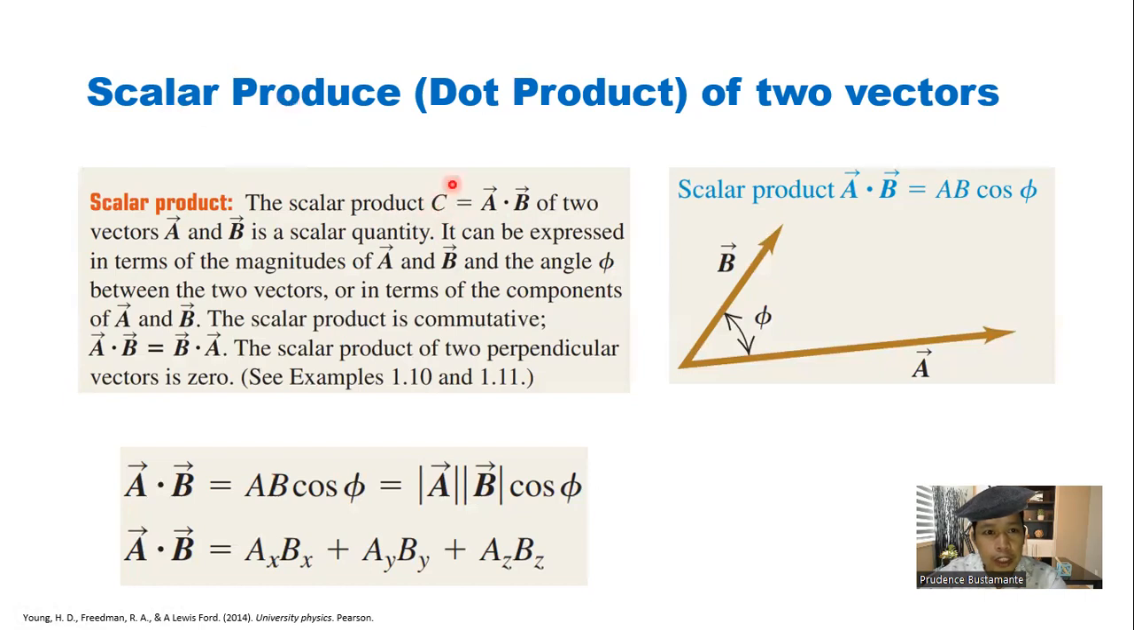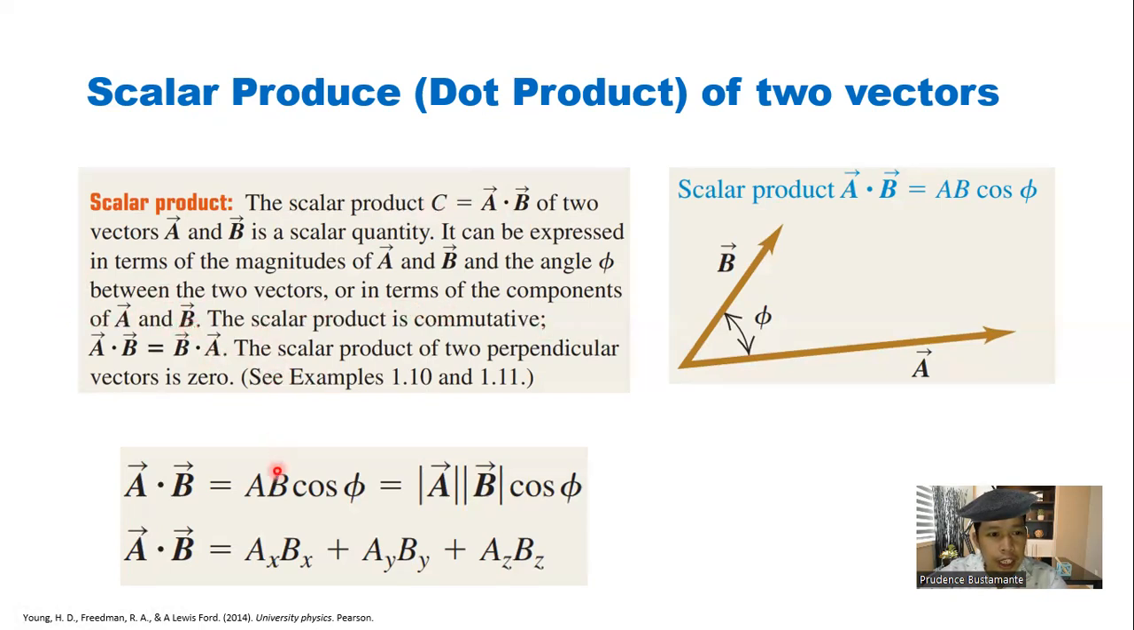So it's called scalar product because the product of these two vectors is a scalar. When we say scalar, it has only magnitude. So the scalar product of the two vectors A and B is a scalar quantity, C. It can be expressed in terms of the magnitude of A, the magnitude of B, and the angle phi between the two vectors, or in terms of the components of A and B.